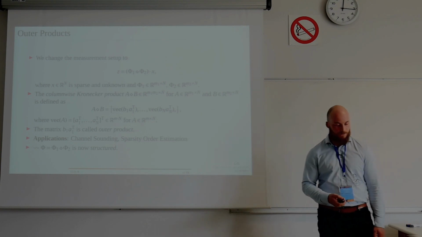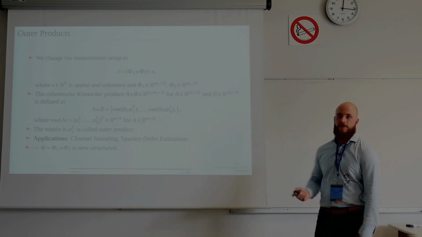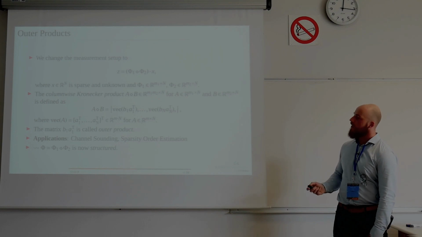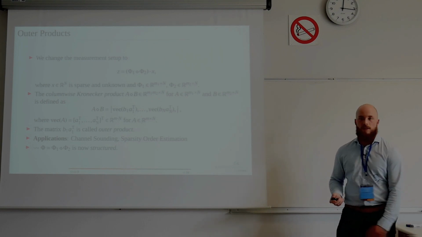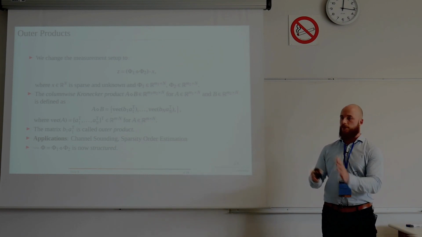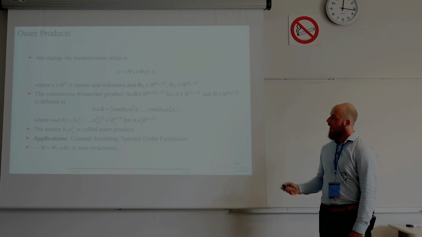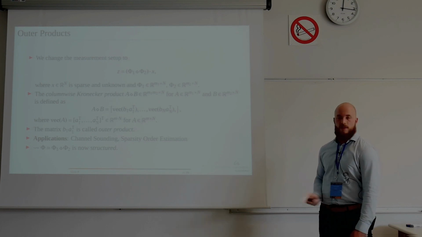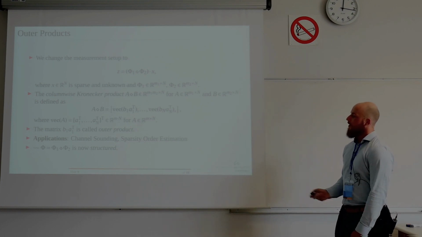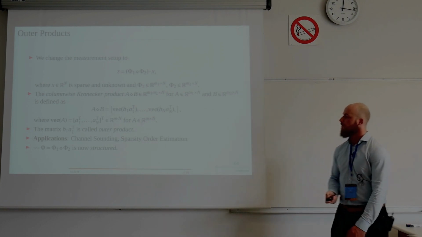So one of them is this. And still X is sparse and unknown, but we can design phi 2 and phi 1 freely. And this product here, I guess you all know it. It's the column-wise Kronecker product. So we take outer products of the columns of the first matrix and the second matrix and so forth, and we vectorize this. And outer products, because the things in the vectorizing operation are outer products. And channel sounding and sparsity order estimation, just to name some buzzwords, are the applications.